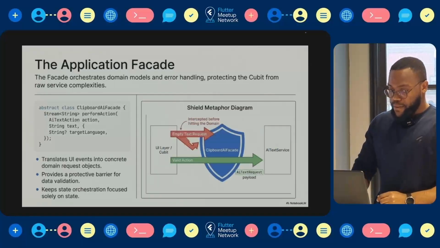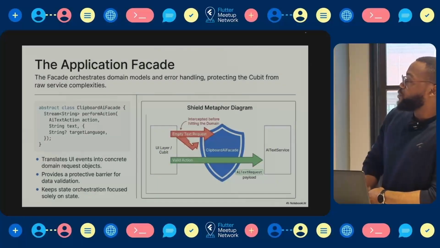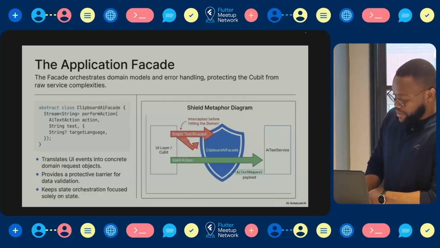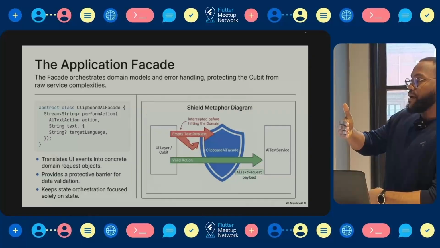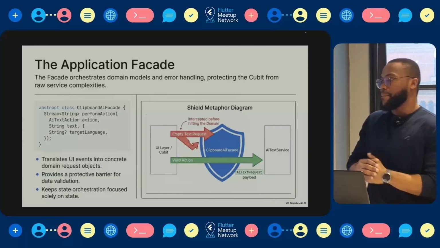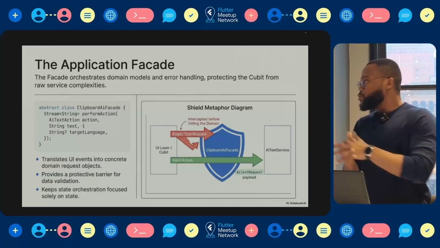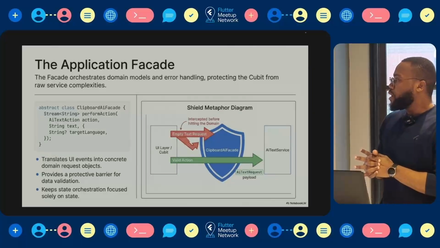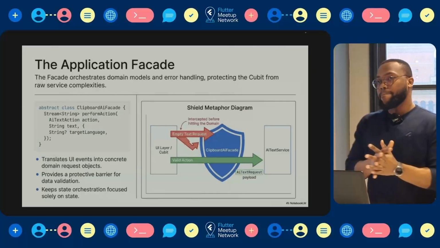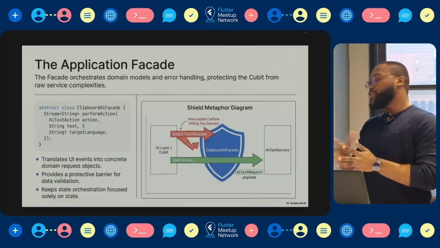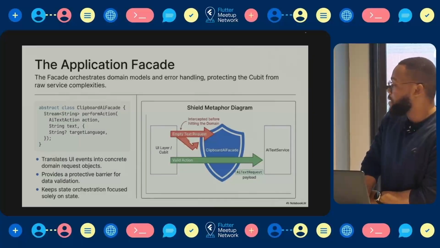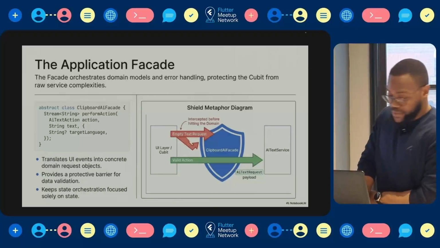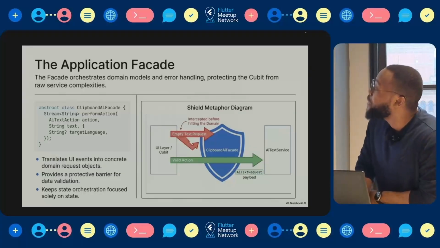And I also have the clipboard AI facade. The facade is like a shield. It's like a boundary that protects my state orchestrator to contain some AI computations, some AI logic. So that's what the clipboard AI facade does, and it exposes this method, the perform action method here.